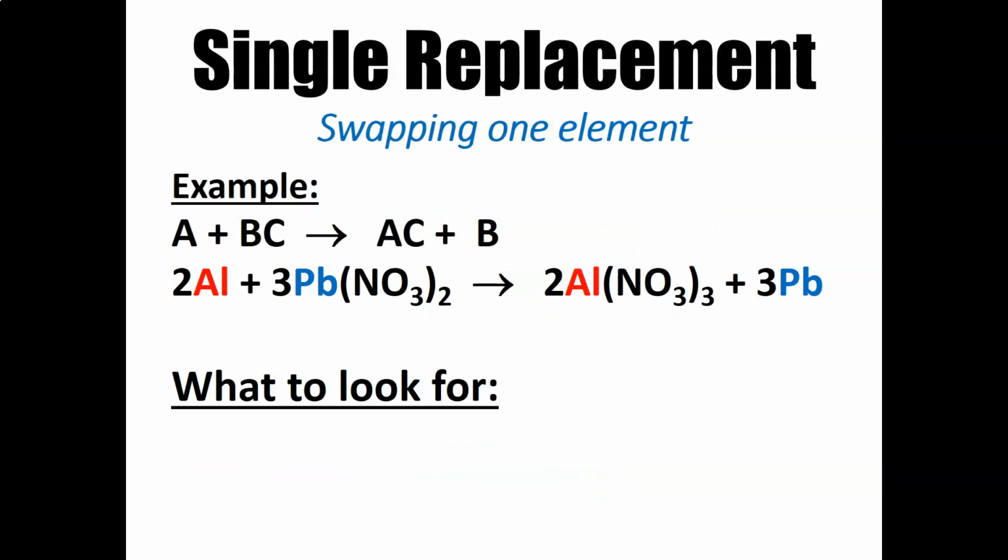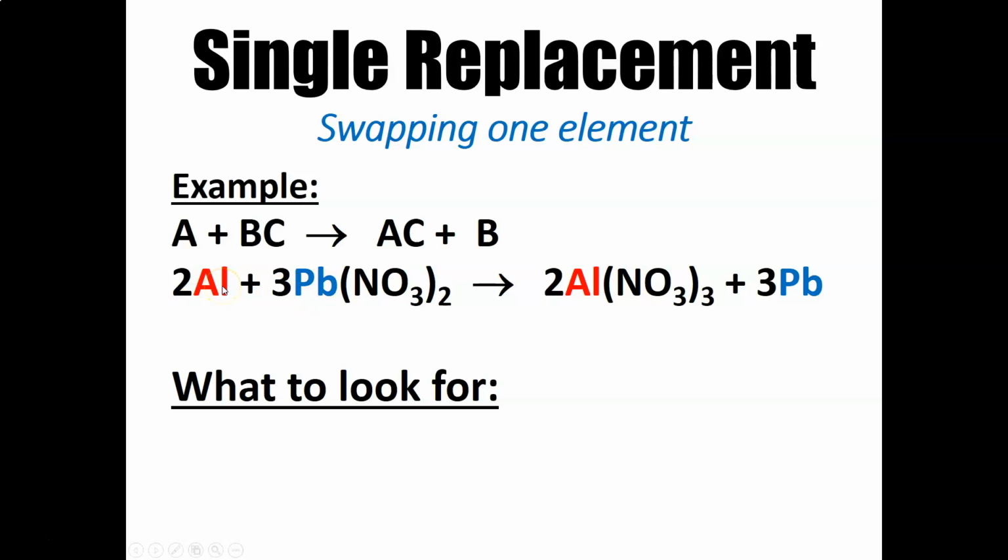All right, single replacement, we're swapping one element. So if you look in our generic equation, we have an element and a compound. And this element is going to swap places, and now we're going to have a new compound, and we kicked out some other element. So you can see here, we have aluminum with lead 2 nitrate.